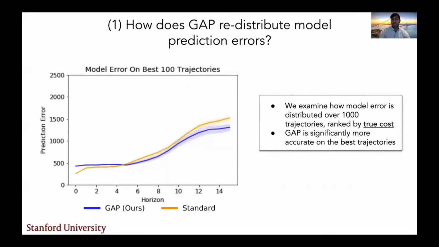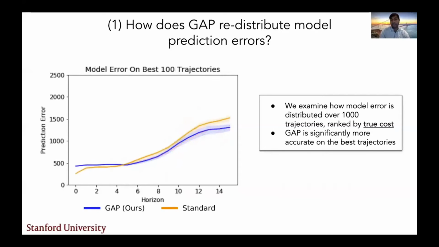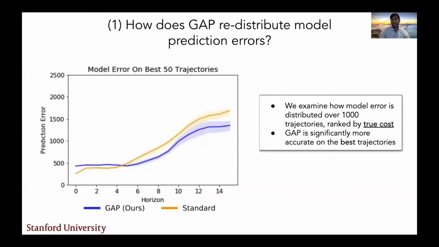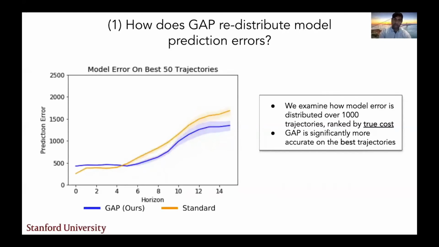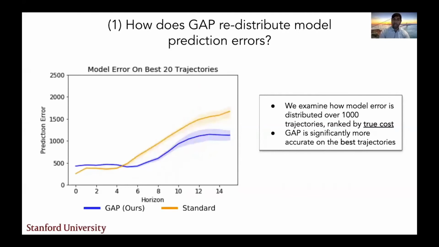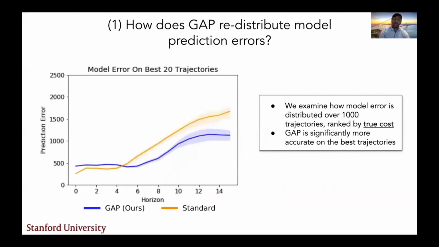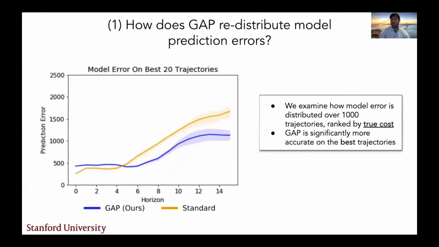We do so by sampling 1,000 random trajectories for an unseen task and ranking them by their true task cost. We then measure the model prediction error over the prediction horizon, averaged across the top k trajectories, where smaller values of k indicate better trajectories. We compare GAP in blue to the standard latent dynamics model in orange, and observe that over all 1,000 trajectories, the performance is roughly the same, while looking at better and better subsets of trajectories, GAP has relatively lower prediction error. This suggests that GAP is more accurate on the best trajectories.